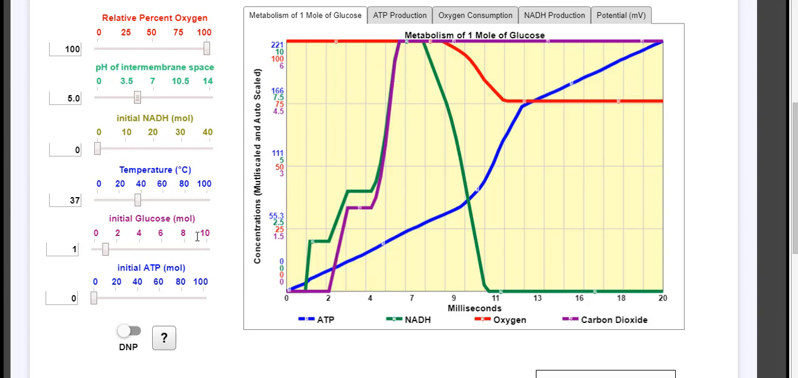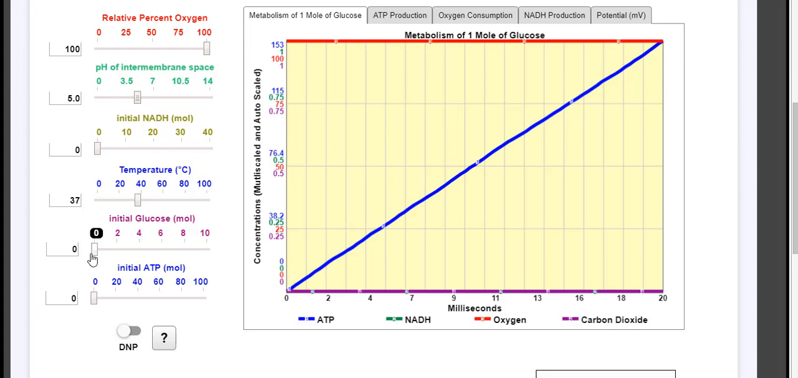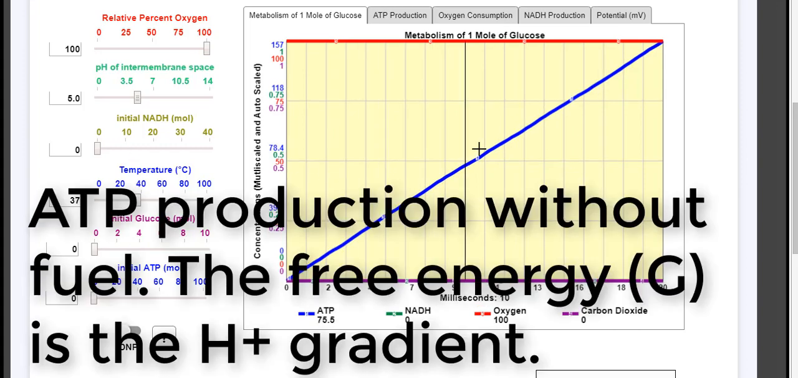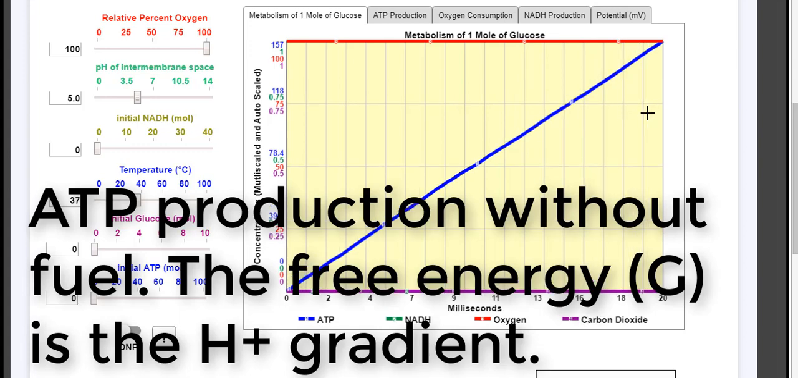What can we do to manipulate this to make it interesting is put glucose at 0. So when glucose is at 0, you're still making a ton of ATP. Now this students find very perplexing.